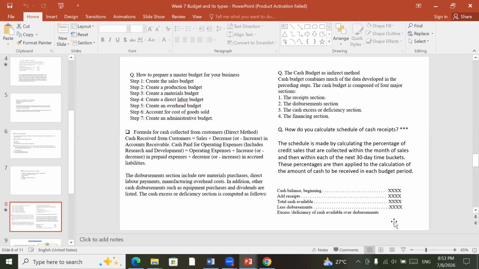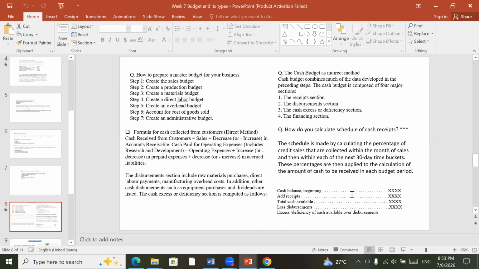If the cash inflow is more than the outflow, you will get the excess or surplus. If cash outflow is more than the inflow, you will get a shortage. This is the cash schedule formula. The upper side is the cash schedule in the direct method, and below it is the cash schedule of the indirect method. Okay, so this schedule you have to memorize.